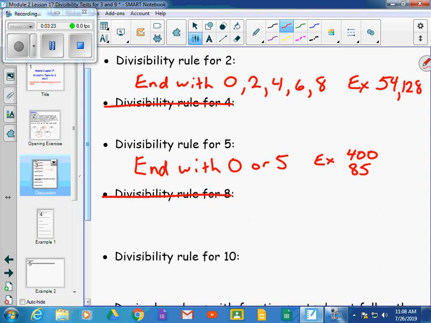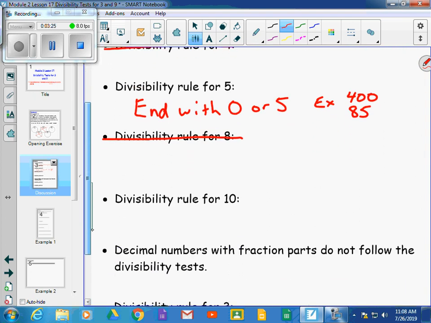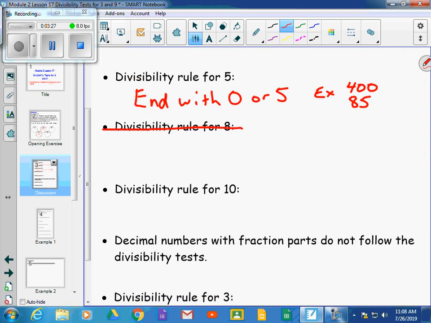We're going to skip the divisibility rule for 8, and we're going to go to 10. A number can be divisible by 10 if it ends with 0. A number must end with 0. So an example of a number that is divisible by 10 might be 40 or 730. They all end in 0.